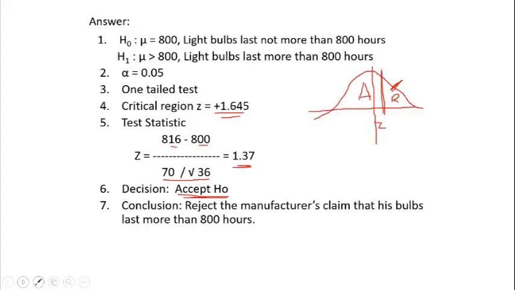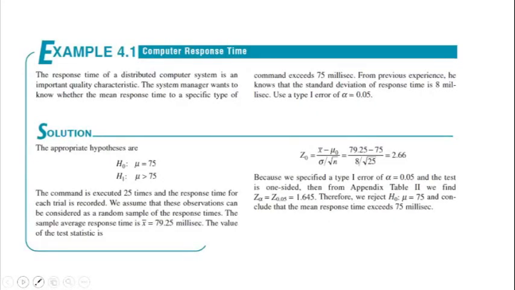Okay. Ito is additional example lang siya with respect naman dun sa pag-solve natin ulit ng null hypothesis. So we have here na yung example natin is the response time of a distributed computer system is an important quality characteristic that the system manager wants to know, whether the mean response time to a specific type of command exceeds 75 milliseconds. From previous experience, he knows that the standard deviation of response time is 8 milliseconds.